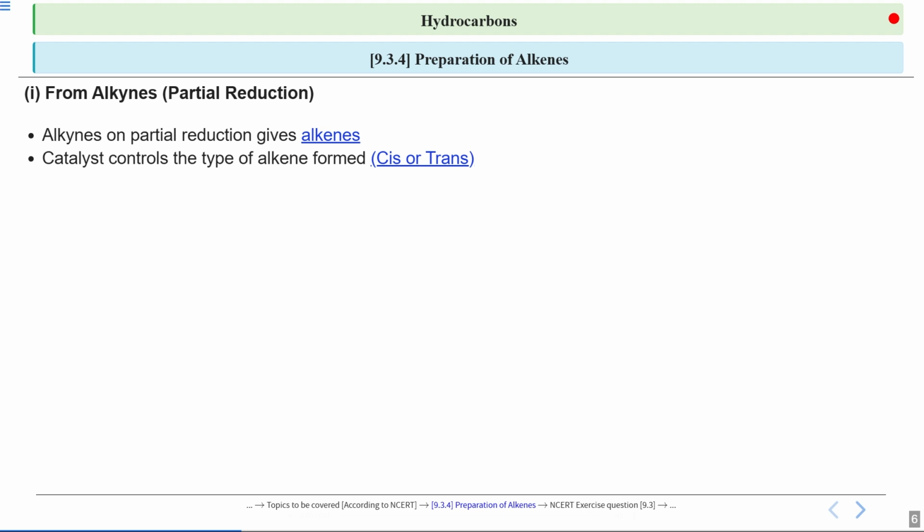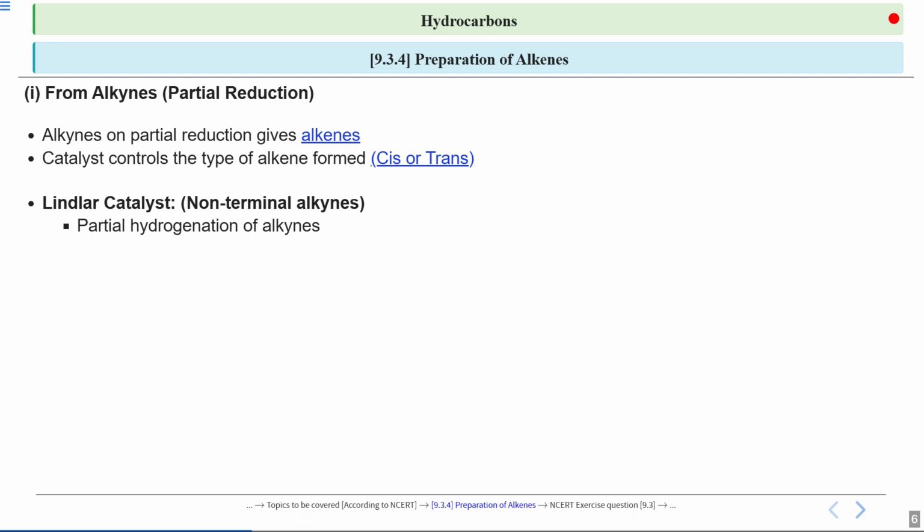The type of alkene formed during this reduction can be controlled by the catalyst that we are using. Specifically, the catalyst determines whether the resulting alkene will have a cis or trans configuration, which affects the molecule's properties. Let's delve into the role of Lindlar catalyst in this, which is used for non-terminal alkynes. This catalyst is crucial for selectively forming certain types of alkenes.